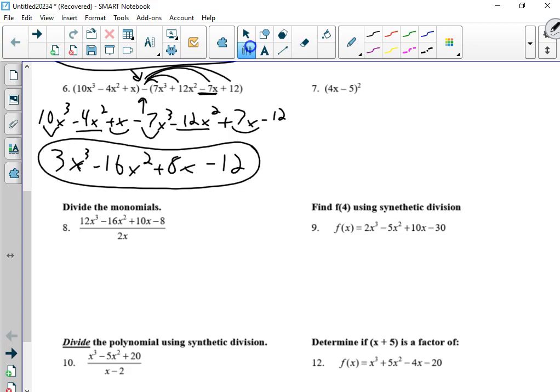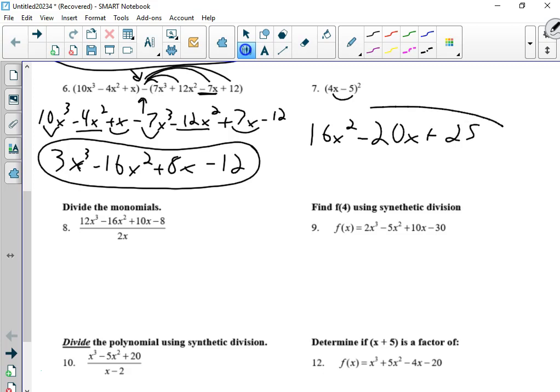Alright, 4x minus 5 squared. Now again, hopefully you remember the shortcut for this. It's very simple. You square the first term. 4x times 4x is 16x squared. Then you're going to multiply these two and get negative 20x. But then you double it. And then you're going to square the last term, which is always going to be positive.